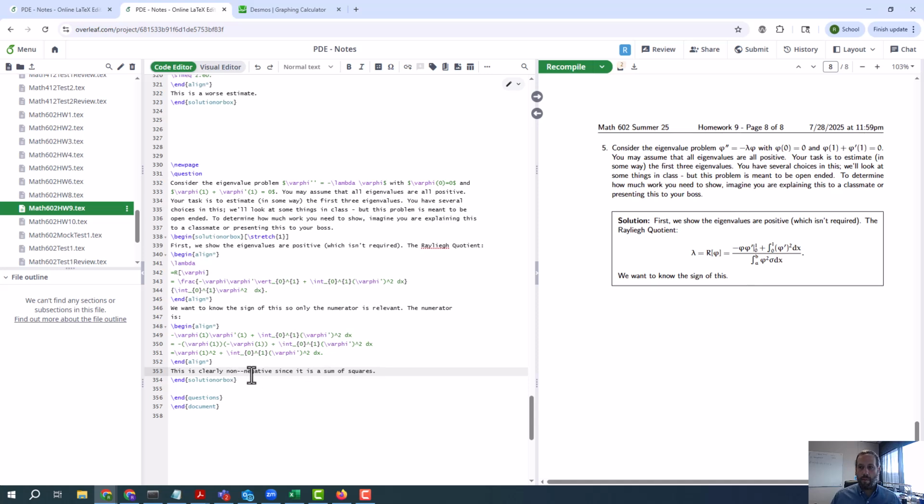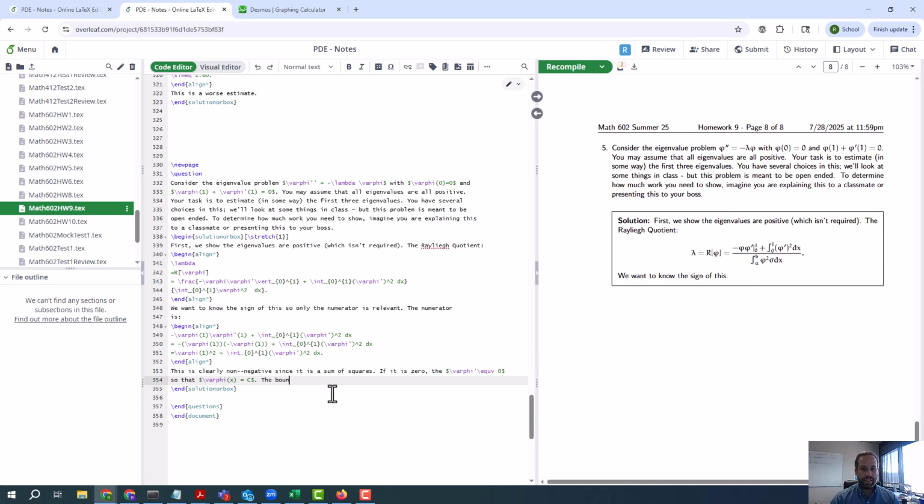Here's how I'm going to argue that this actually has to be greater than 0. There are several ways to do this. If it is 0, then this is identically equal to 0. The derivative is identically equal to 0, so if the derivative of a function is identically equal to 0, it just means it's equal to some constant.